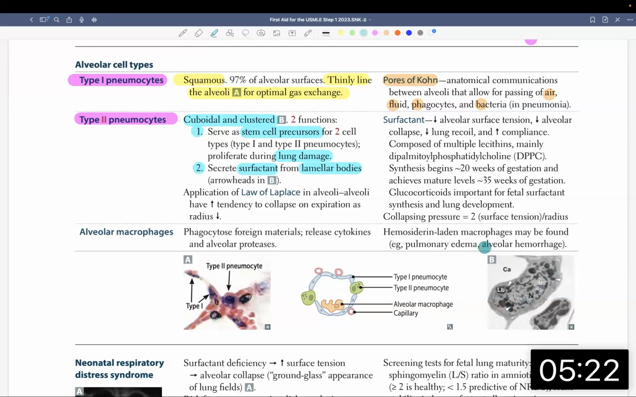Okay, application of the law of Laplace in alveoli. Alveoli have an increased tendency to collapse on expiration as the radius decreases.